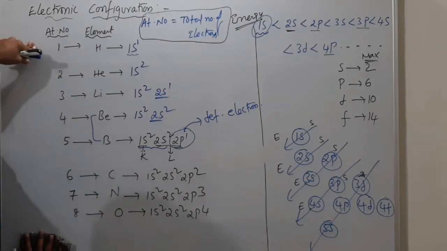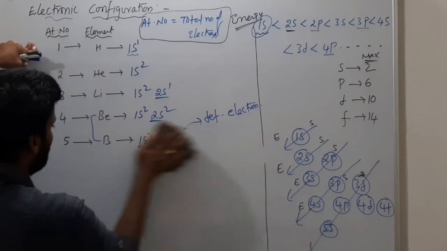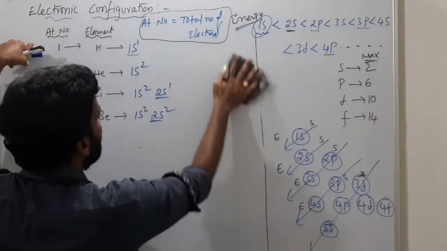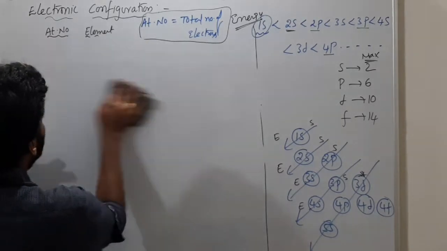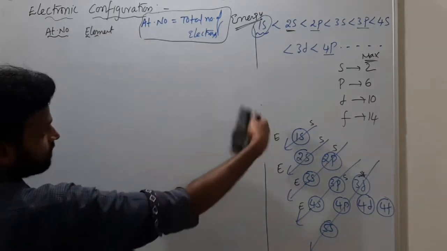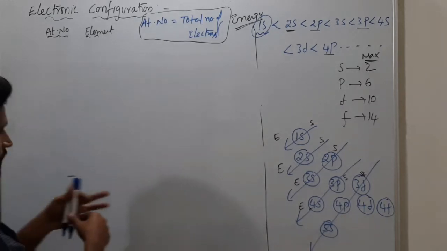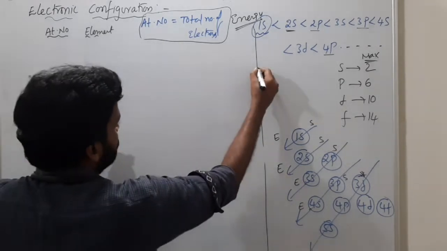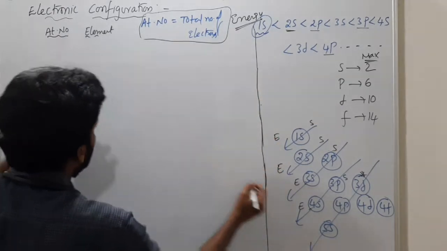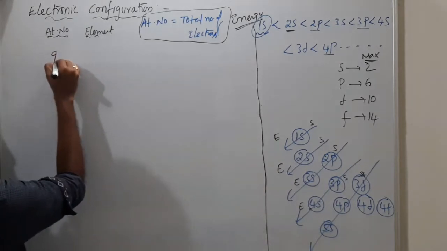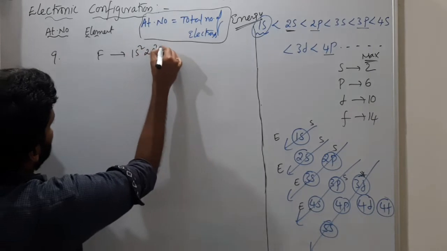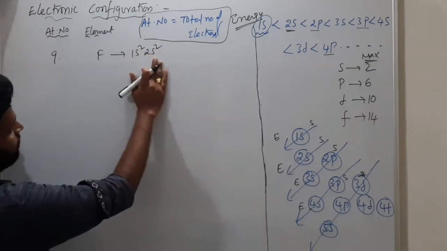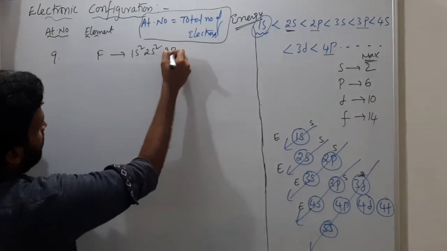Next I will write the remaining. Okay, so up to oxygen we discussed. Next, what is next? I will write here only, because I will look at that energy diagram and write. So I won't erase that side. Next, the 9th one is fluorine. Its configuration is 1s2, 2s2. After 1s, 2s will fill; after 2s, 2p must fill.